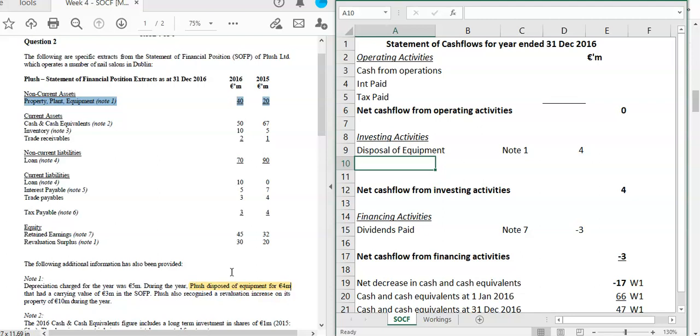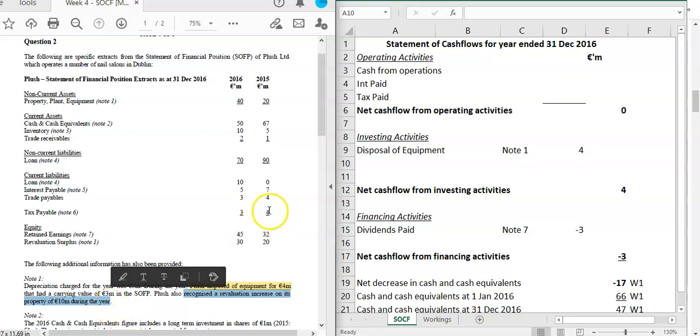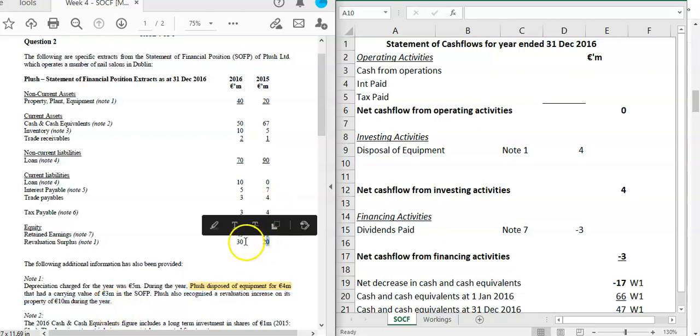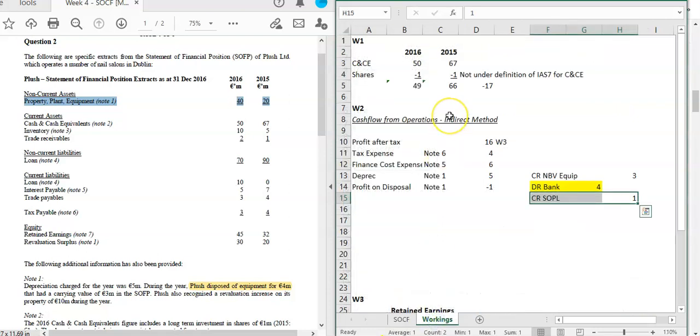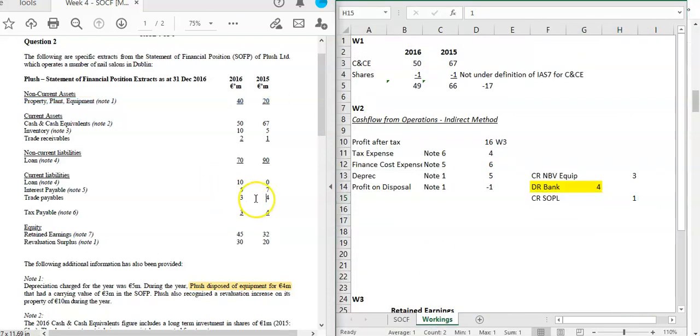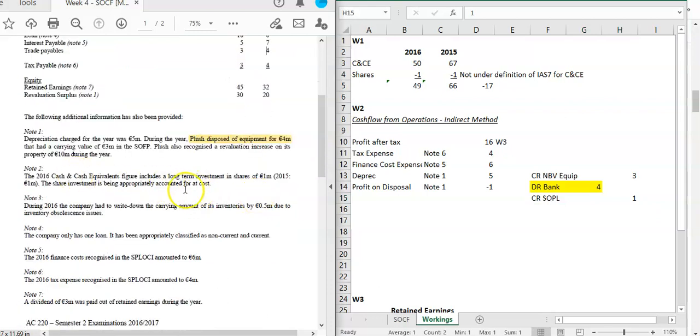Also in that note 1, we're told there's a revaluation increase in property during the year of 10 million. Revaluation surplus gone from 20 to 30. We will use that to explain this increase at the end. For now, we can park that. It's not going to impact our indirect method here. So we go down along and see is there any other items. We've dealt with note 2.